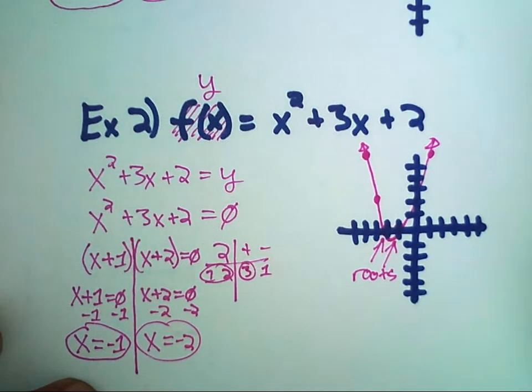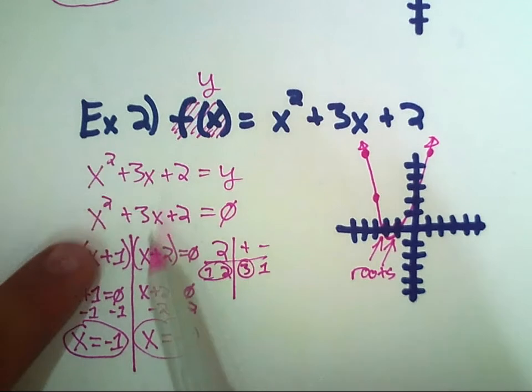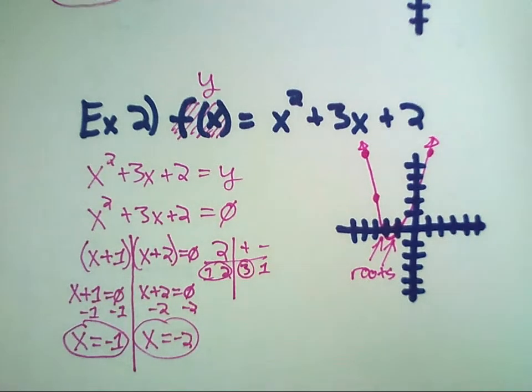So that's all you have to do to solve quadratics. Factor, set each binomial equal to 0, solve for x.